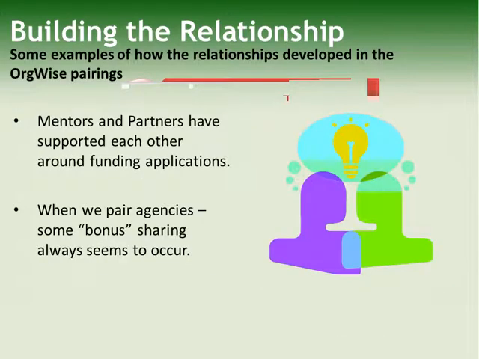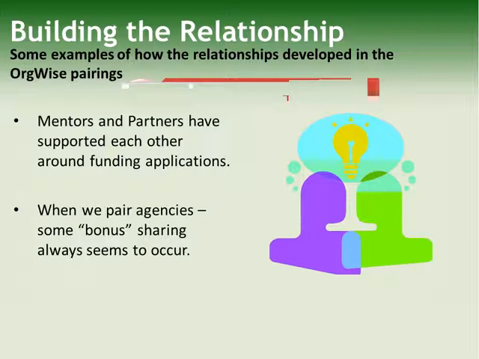Let's wrap up with some examples of how the relationships developed in the OrgWise pairings. Mentors and partners have supported each other around funding applications. This type of support may happen in your program too. The synergy is exciting to witness. When we pair agencies, some bonus sharing always seems to occur.